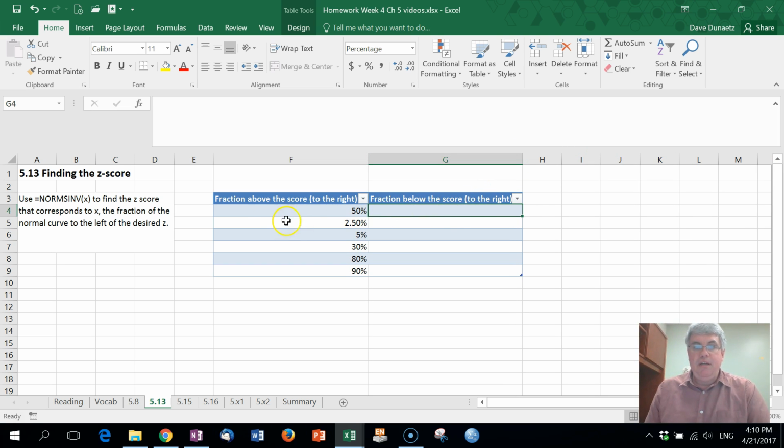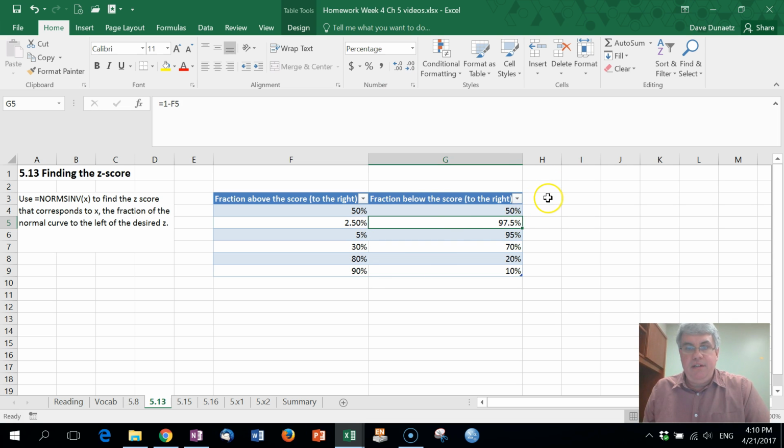And we want the left and the right of the score to add up to 1. So this is going to be 1 minus the fraction to the right. So equals 1 minus F4. Now we have to fill in, override all the columns there. And so 50% goes to 50%, 2.5 goes to 98%. That's because we need an extra decimal point. Let's put an extra decimal point in there. And everything else is fine.